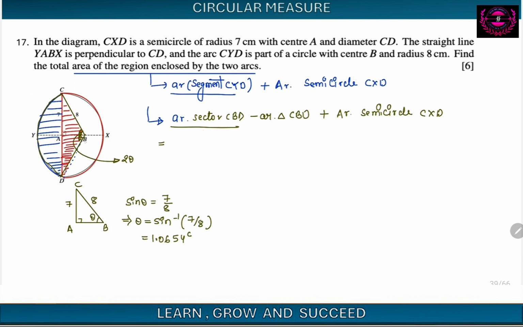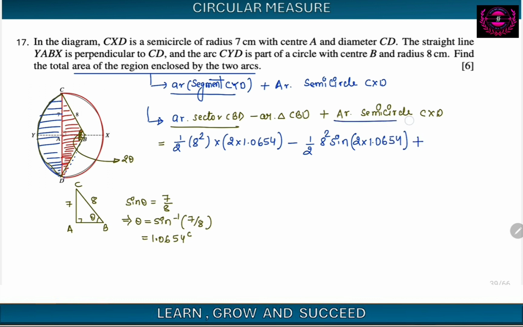Now the area of sector CBD. Angle CBD is 2 theta. So the area of sector will be half r square theta. So half r square, which is 8 square, times the angle CBD, which is 2 into 1.0654, minus the area of triangle CBD. For the triangle we will use half r square sine theta. So half into 8 square again, and sine of 2 into 1.0654.